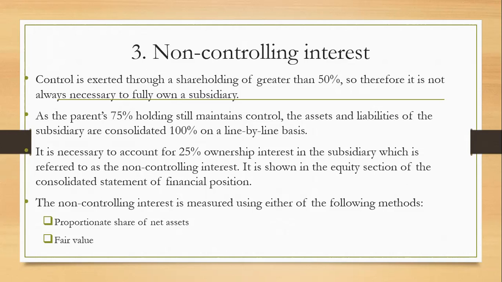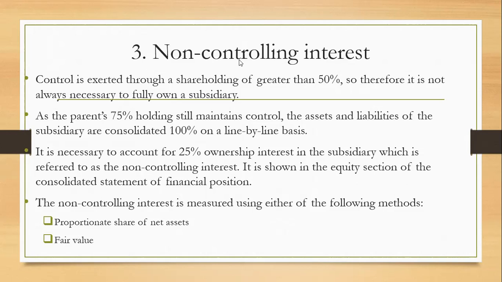So I say it is shown in the equity section of the consolidated statement of financial position, but slightly below the equity being held by the parent company. So the non-controlling interest is measured using either of the following methods: proportionate share of net assets or fair value.